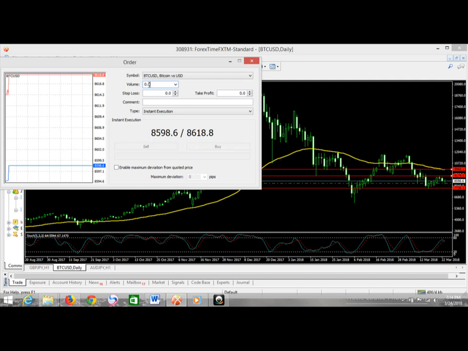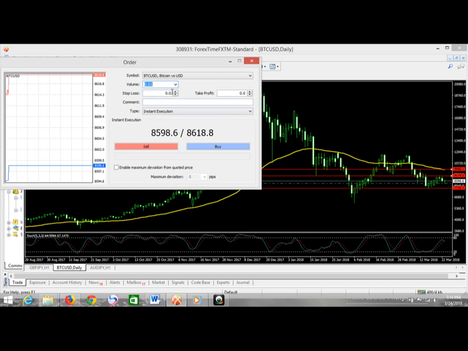Now the higher the volume you have, the higher your profit or the higher your loss. So you need to be careful what kind of volume you are using, because volume is what really matters. So you can use any of the volumes there.